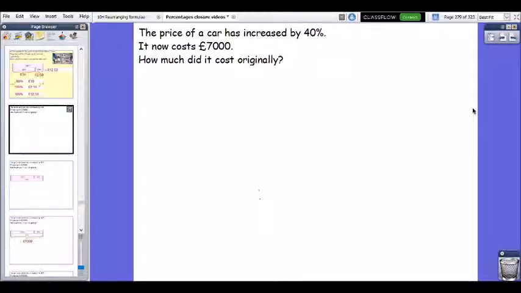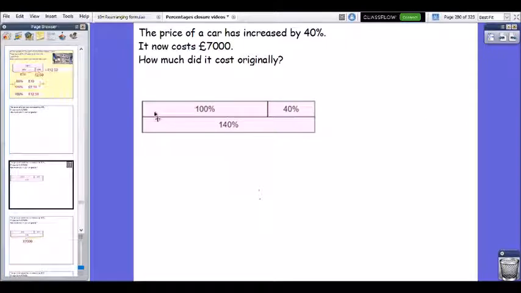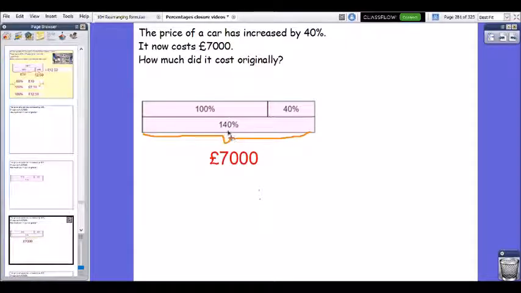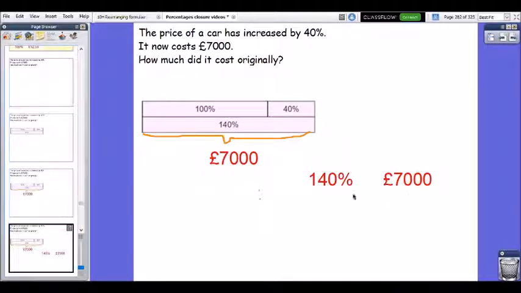Okay, so I'm going to begin by drawing a diagram. Let's say 100% represents that original cost, which we don't know yet, and then 40% here is that increase. So altogether, we have 140%. So I can say that 140% represents £7,000. But I'm not interested in 140%. I'm interested in that original amount, which is 100%. So I need to come up with a strategy that gets me from 140 to 100.